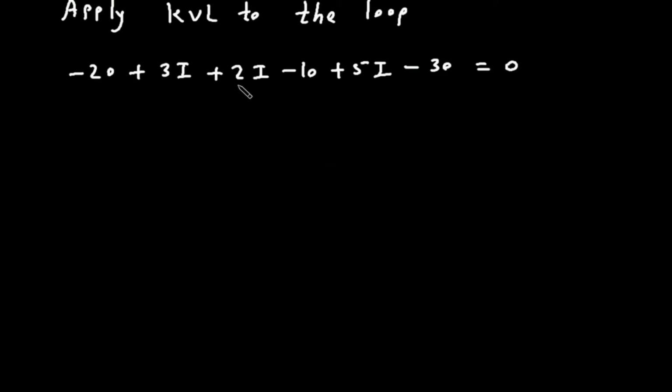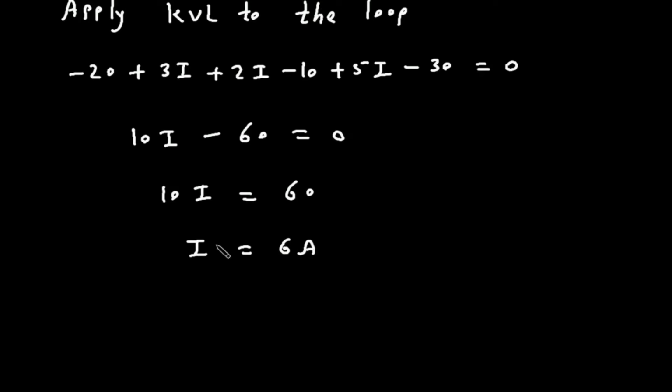So this will be 3 plus 2, 5. 5 plus 5, 10. 10I. And this will be minus 20 minus 10 minus 30. Minus 30 minus 30 will be minus 60, is equal to 0. So 10I is equal to 60. Therefore I is equal to 6 ampere.